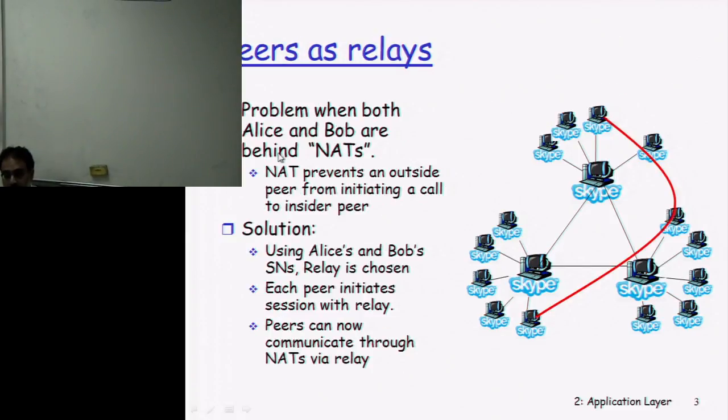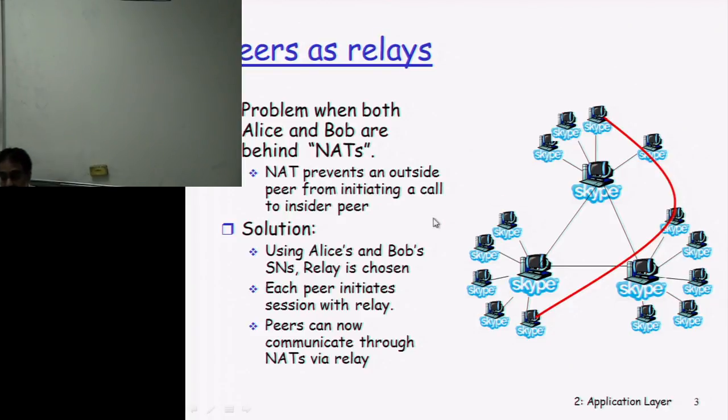Now the problem will come when both Alice and Bob want to communicate with each other, but the problem is this: Alice and Bob are behind the NAT, the network address translation router. Why? Because the NAT prevents an outside peer from initiating a call to an inside peer, because he is the outsider. He is not the insider in your LAN. So he cannot initiate a connection into your LAN, and you cannot initiate a connection into his LAN because you are the outsider for his LAN.